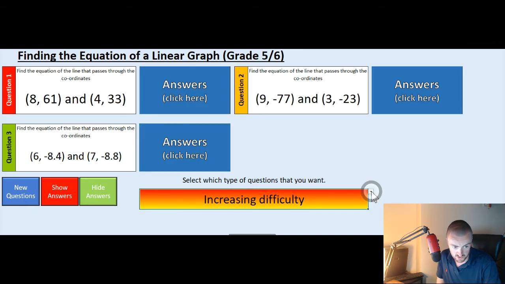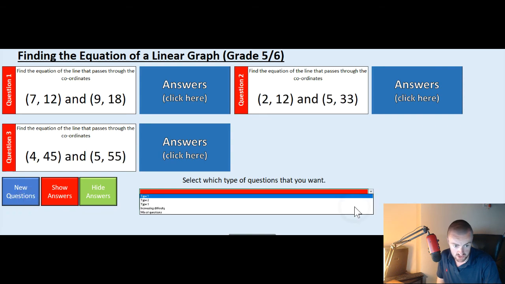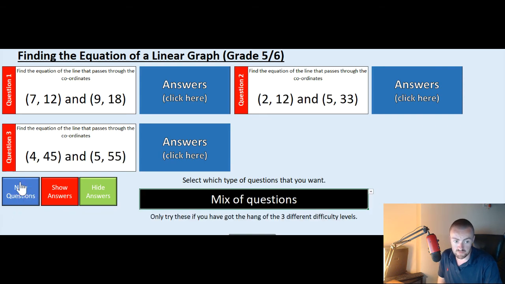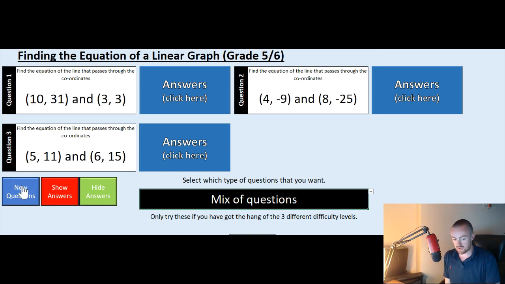If you want to focus on a particular type of question, for example question 1, you can try some of those, and when you've got the hang of all of them, it's a really good idea to practice a mixture of them, because if you can do that, it shows a really good understanding of the topic.